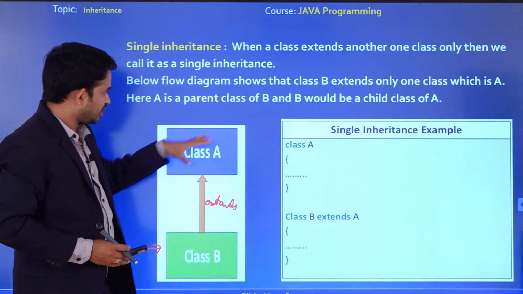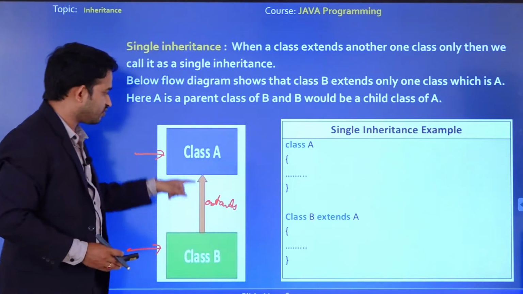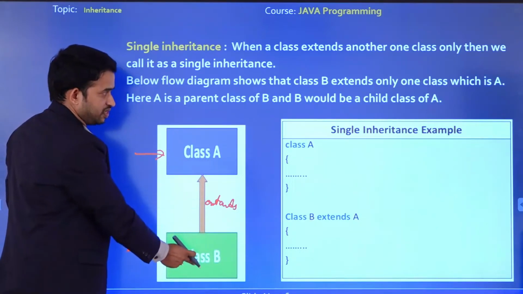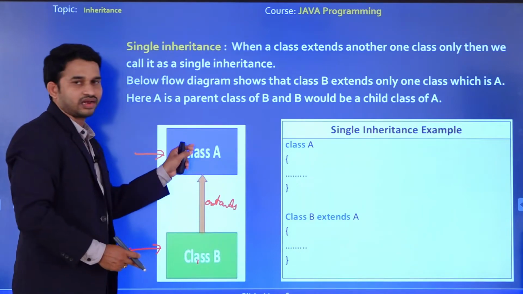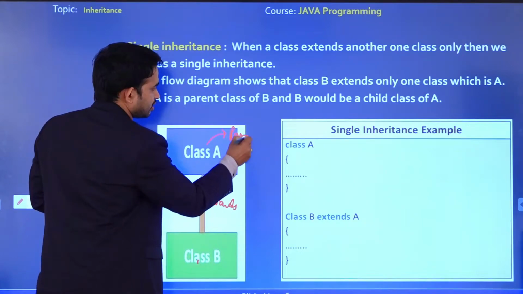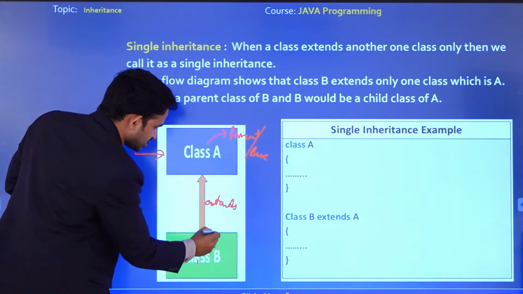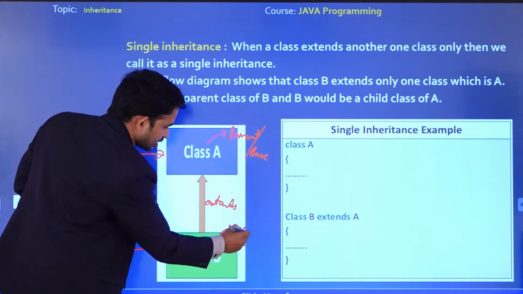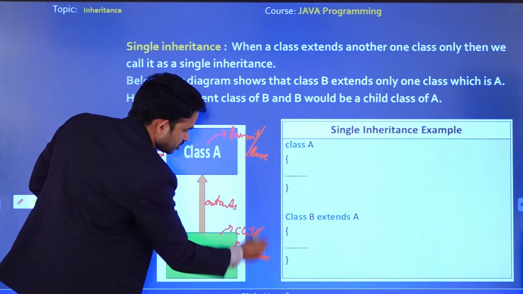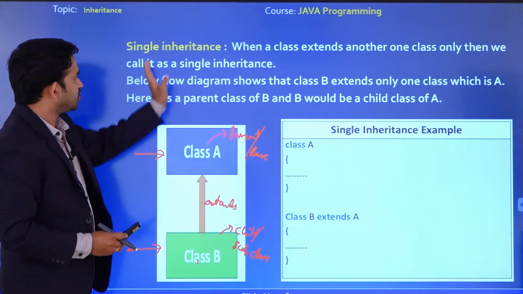Next, from this diagram, class B extends only one class, which is class A, right? Here A is the parent class of class B, and B is the child class of class A. This one we call the parent class, also called the base class. What about this one? This one we call the child class, also called the subclass. So this is a simple definition of single inheritance.